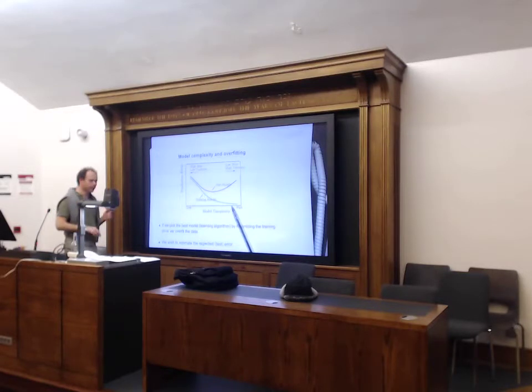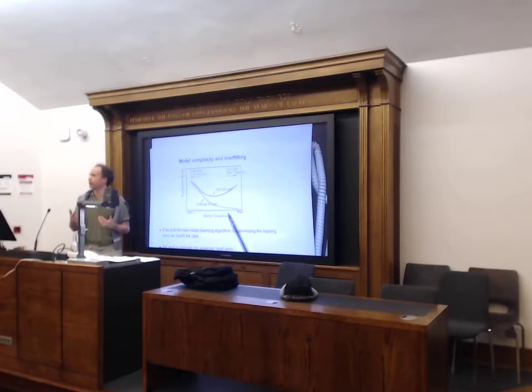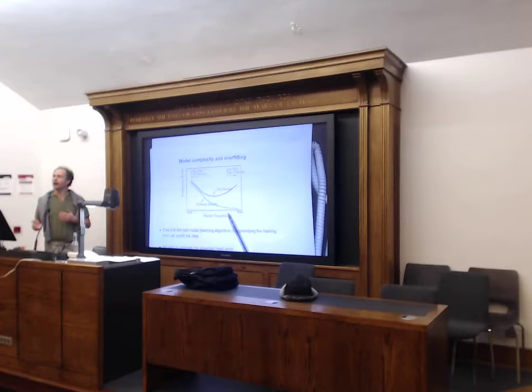And another way to explain this discrepancy, this overfitting, which is based more on classical statistics, is the idea of bias and variance. I will also briefly mention at the end of the lecture how this issue is addressed in classical statistics.